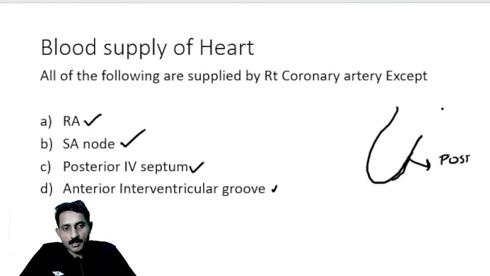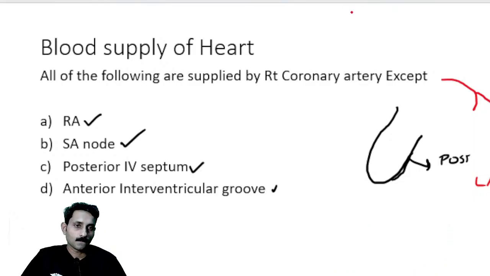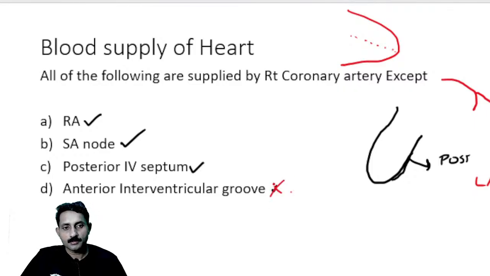But the anterior part of the IV groove cannot be supplied by the right coronary artery. Why? Because the left coronary artery will come, give the circumflex, and descend as the LAD. This LAD is the one which will supply the anterior part of the interventricular groove. If we draw the heart here, we have an interventricular groove. It has an anterior part and a posterior part. So the LAD only supplies the anterior part. So what is the answer for this exception question? The answer is the anterior part of the IV groove.